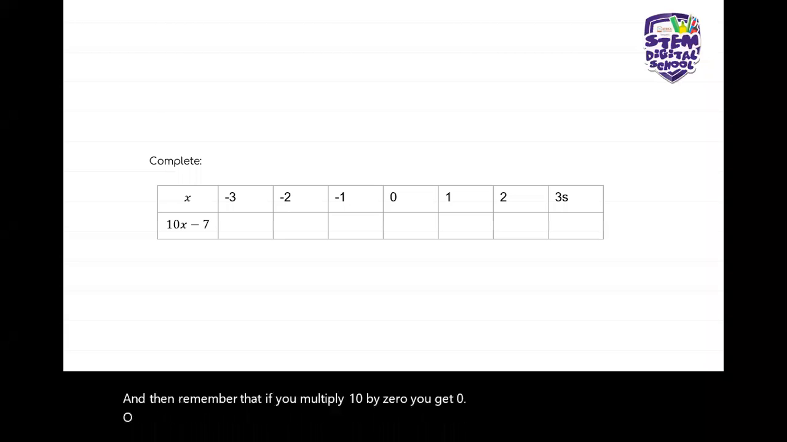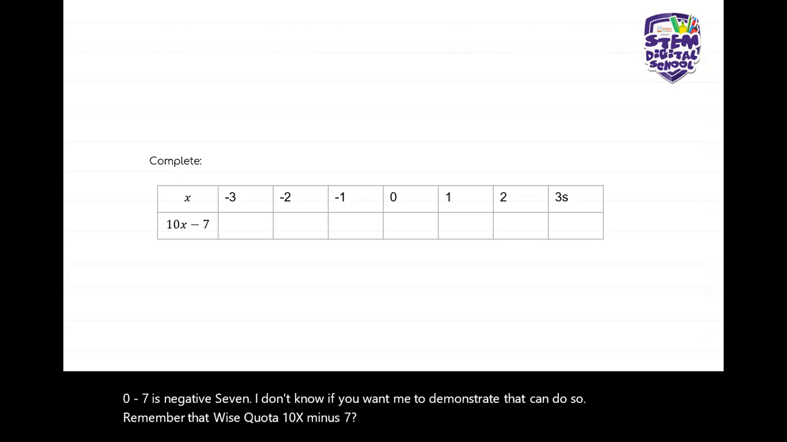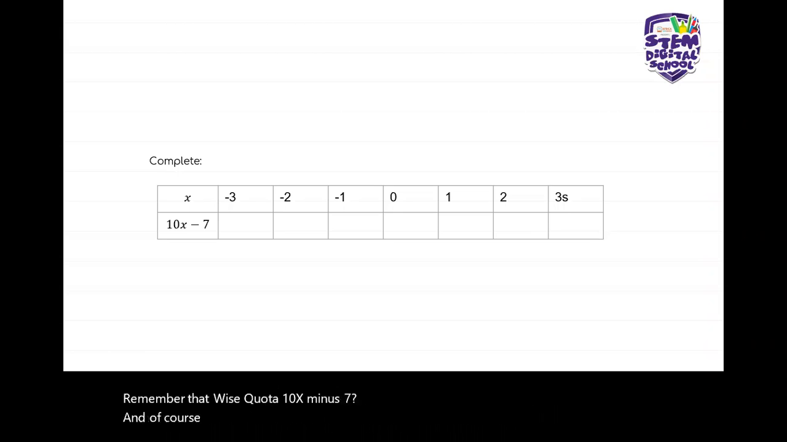I don't know if you want me to demonstrate, I can do so. Remember that y is equal to 10x minus 7. And of course, we say that x is 0, then you just substitute. So it will be 10 times 0 minus 7. 10 times 0 is 0, and then 0 minus 7 is negative 7.